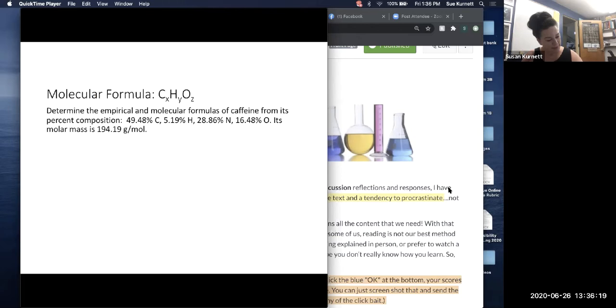And I forgot an element. So it also has nitrogen in it. So it's C, H, and then N comes before O in the alphabet. So W, X, Y, Z. We're solving for those subscripts. But we're starting with percents. The same idea. Pretend there's 100 grams and tell yourself that 49.48 grams are carbon.